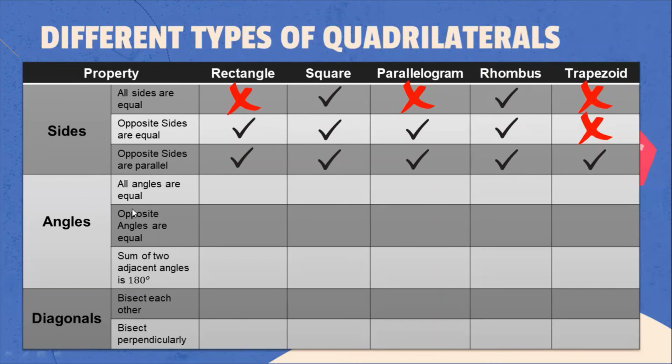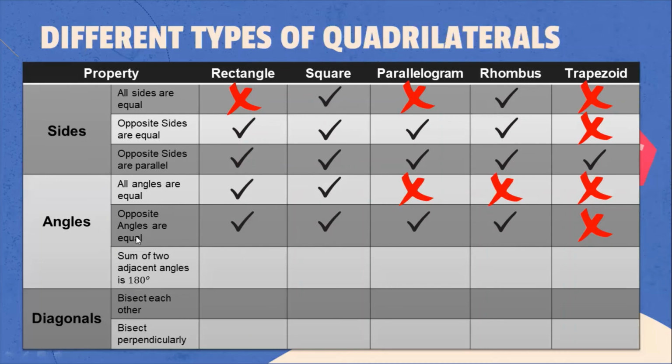Next one, all angles are equal. For rectangle, check. All the angles of a rectangle are equal. Square, check. All the angles of a square are equal. Parallelogram, no. Rhombus, no. Trapezoid, no. How about opposite angles are equal? Rectangle, check. Square, check. Parallelogram, check. Rhombus, check. Trapezoid, no. That means opposite angles of rectangle, square, parallelogram, and rhombus are equal.